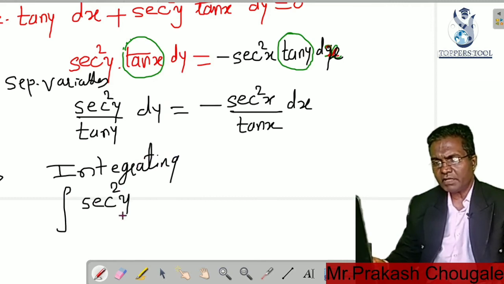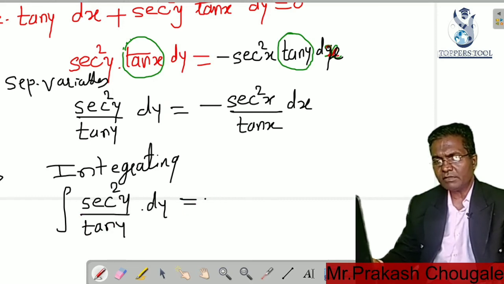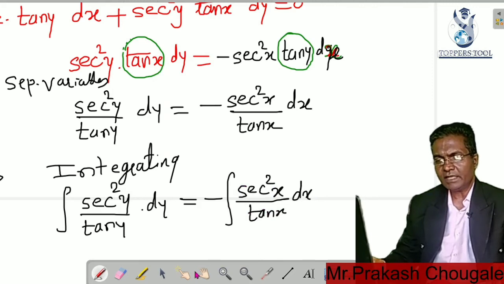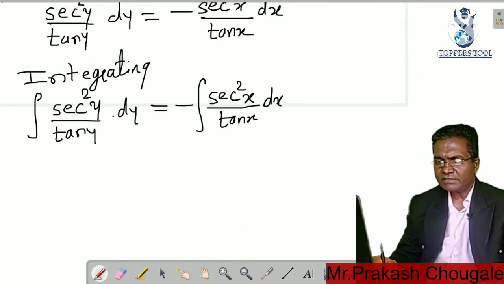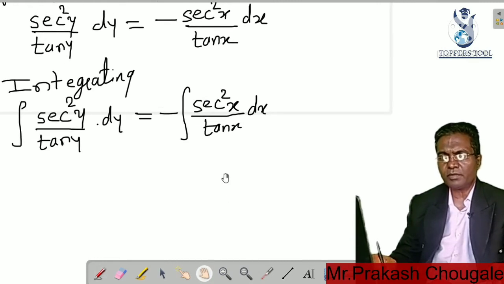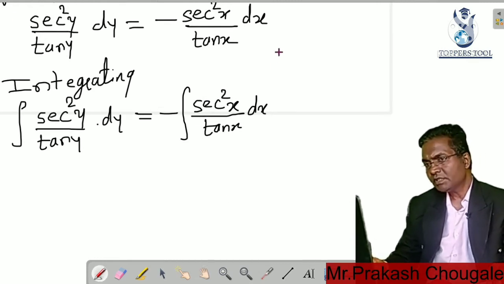Integration of sec square y by tan y dy equals to minus integration of secant square x by tan x dx. Okay. Now look one thing. Derivative of tan is here and derivative of tan is here. So you have one important property. Note this.